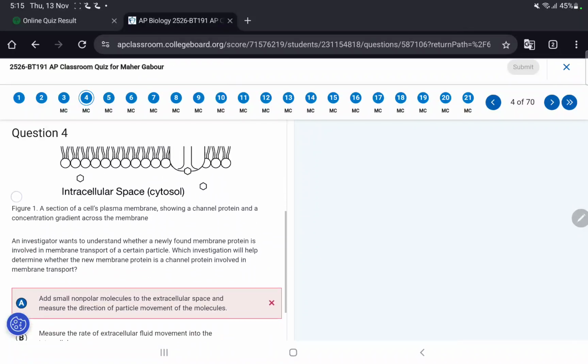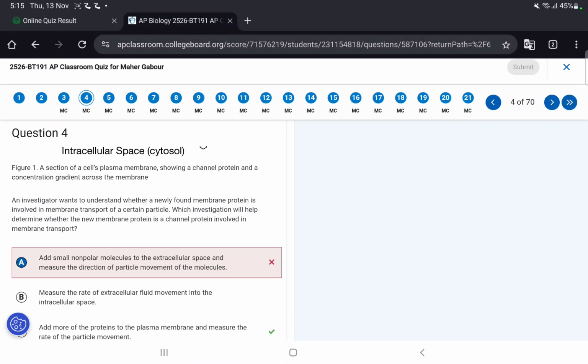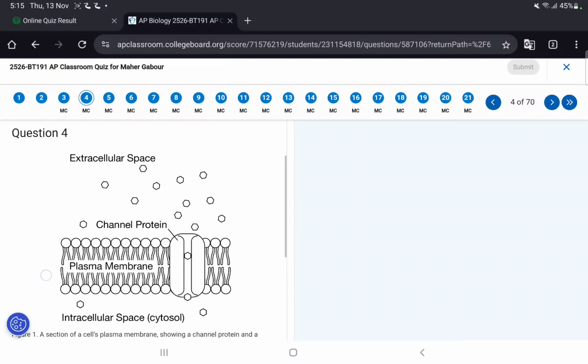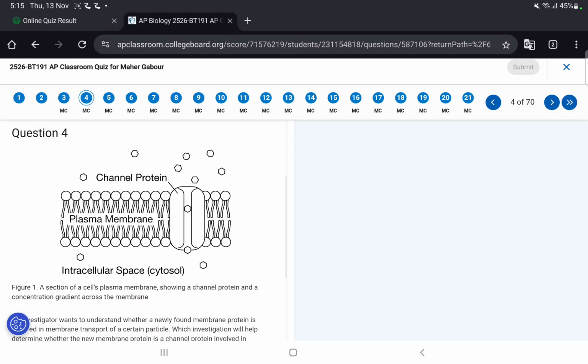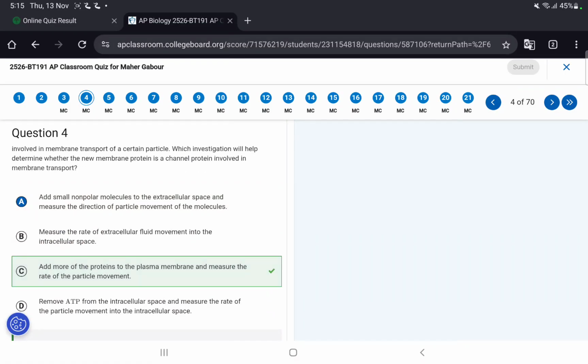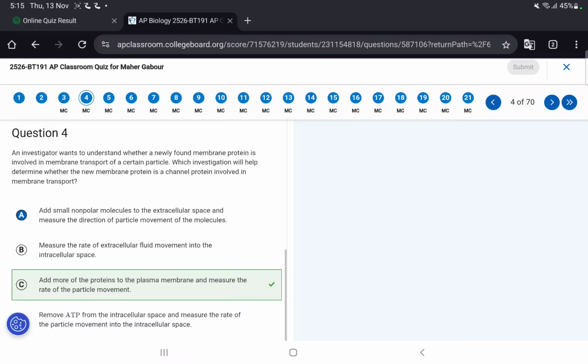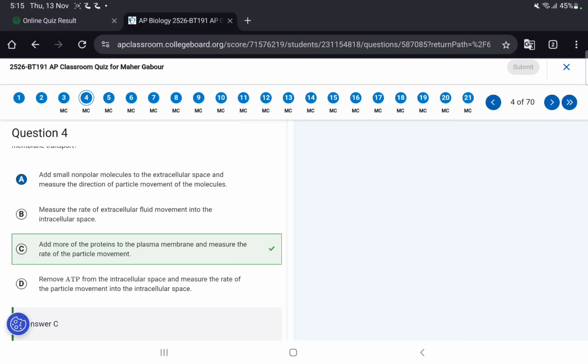Here they're conducting an experiment and they want to understand whether a newfound membrane protein is involved in membrane transport of a certain particle. They want to see how they can prove this. They want to do an experiment and see if this protein is responsible for the movement of the materials to the plasma membrane or not. The way they can test this is they put more of the proteins and then measure the rate of the particle movement. If the particle movement increases, it means yes, it is responsible. If it doesn't, it means it's not responsible. So you just add more and measure the particle movement.